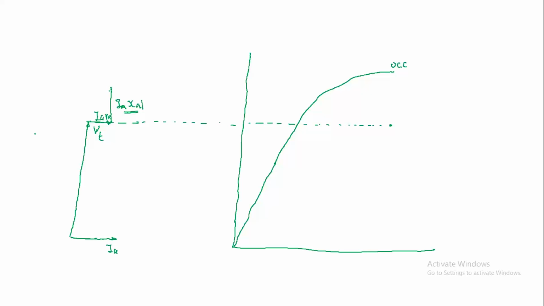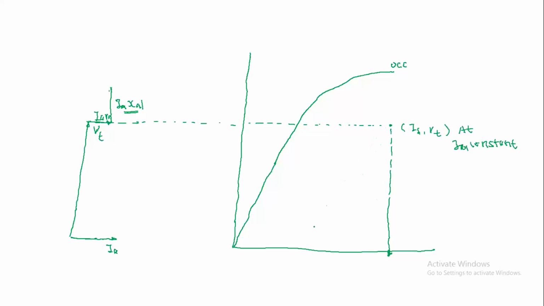Clear? Now locate the point A. This is the point A. Its coordinates are IF and VT at constant IA. Constant means its rated value, IA being the armature current. Corresponding to this is plotted the field current from the ZPF test.